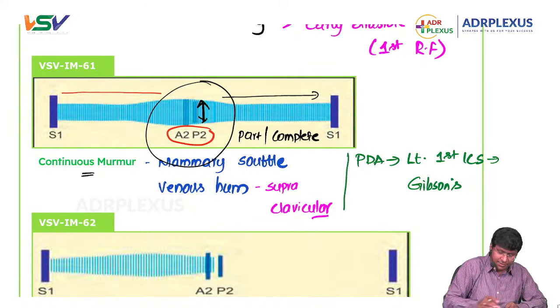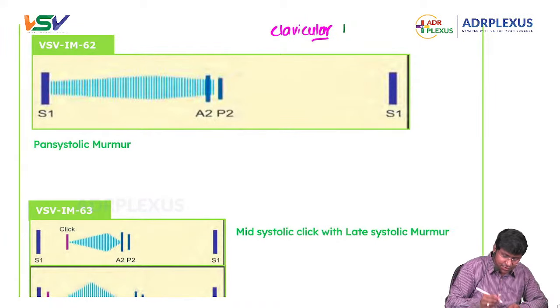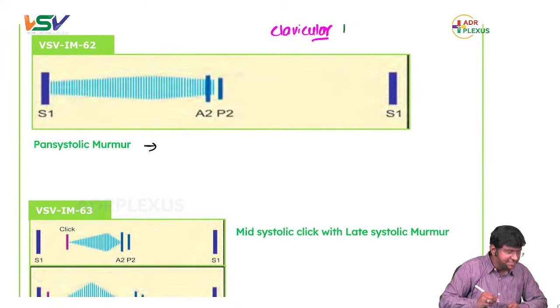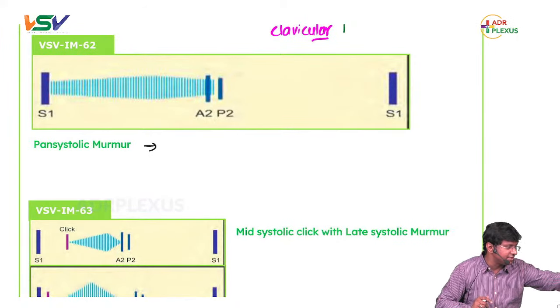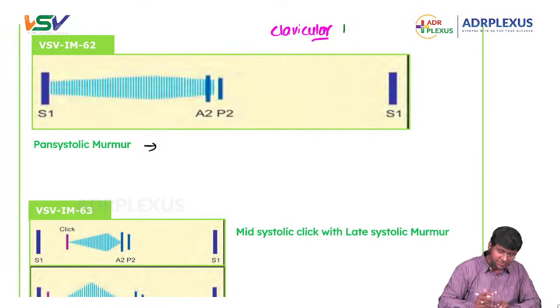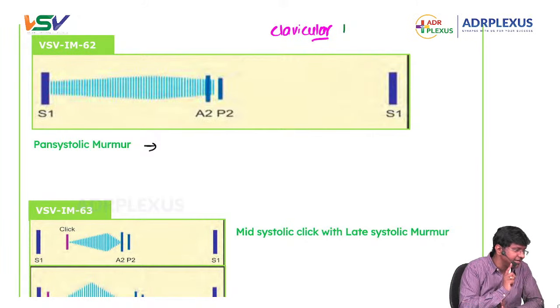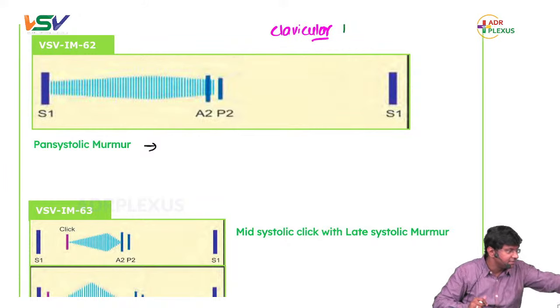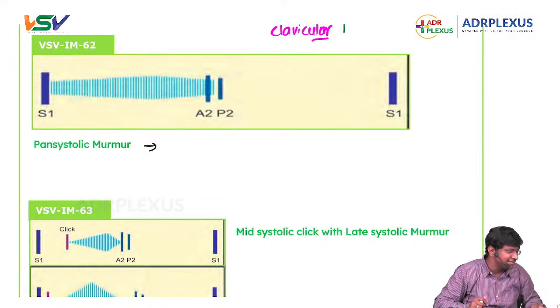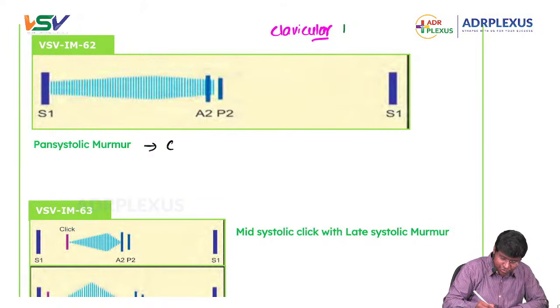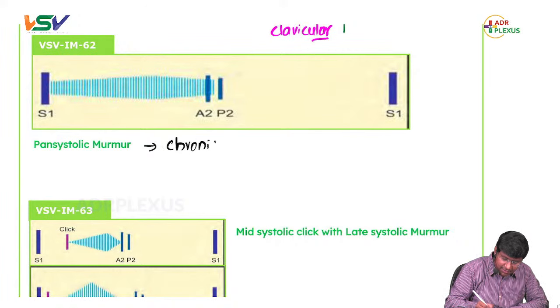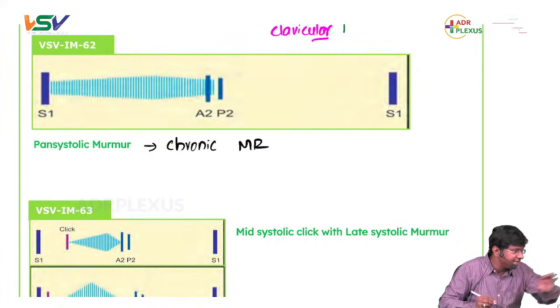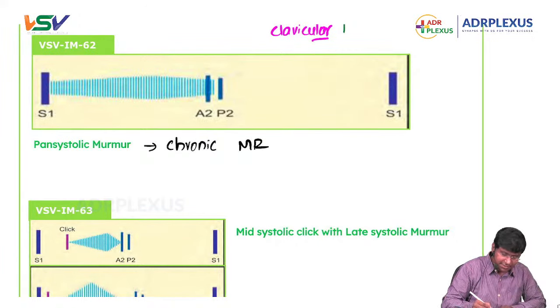Now this is your pansystolic murmur. Please tell me in which conditions you will have these pansystolic murmurs. You should not say simple MR, Pranita. If you say MR, I will say it is an early systolic murmur. What should you add to that MR? Yes, very good, Vignesh. So it should be chronic MR.